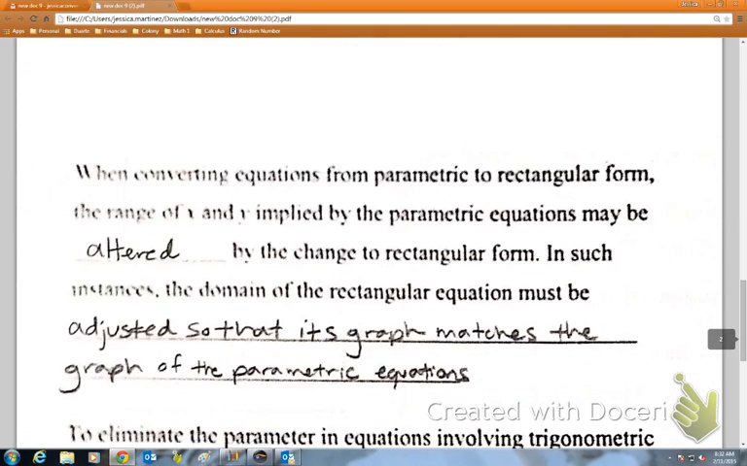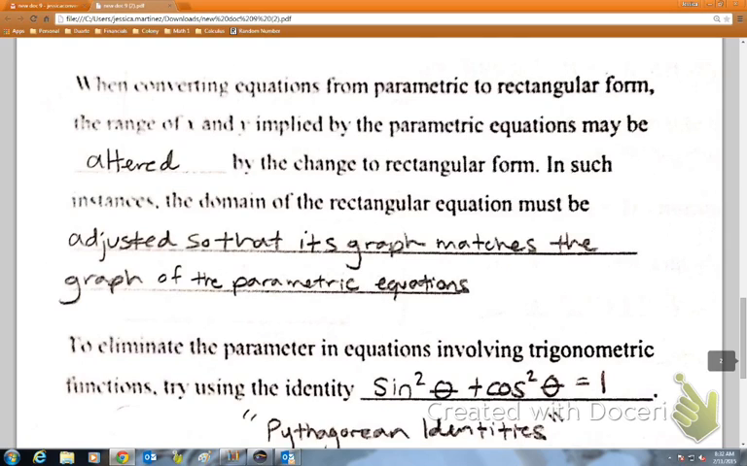So, the last part of the notes before we get into some examples. When converting equations from parametric to rectangular form, you need to understand that the range in x and y implied by the parametric equation may be altered by the change to rectangular form. So essentially, whatever bounds there were on x, whatever the numbers were that were given by x. So for example, in that example we just did, it was from -1 to 3. That can be altered when you change it to rectangular form.